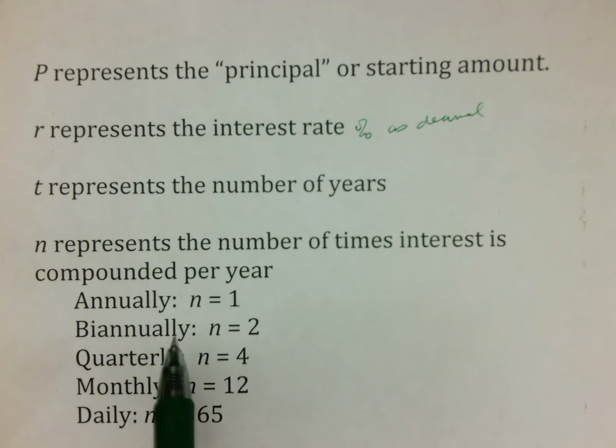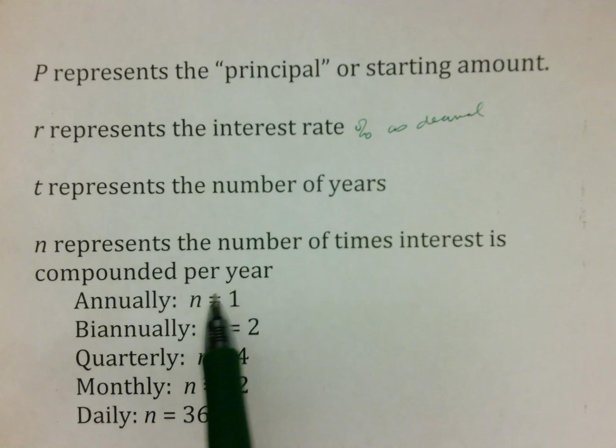Biannually means it's going to be twice a year, so you would have N equal to 2. Quarterly, just like in a sport where there are quarters, it breaks it into 4 sections. So quarterly means that you're going to have N equal to 4. Monthly, of course, that means you're going to do it 12 times over the course of a year. And daily means that you're going to compound it 365 times a year. So you don't really need to write those words, as much as any word that you don't understand, you might want to write down. But again, the main thing is if you see any of these words, you have to understand that they apply to N, and that you have to figure out what N is.